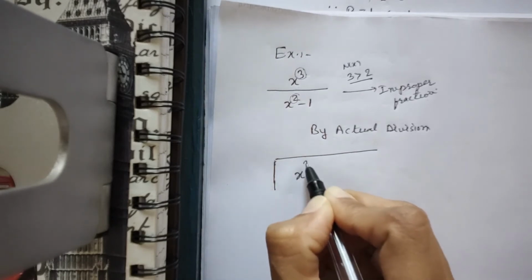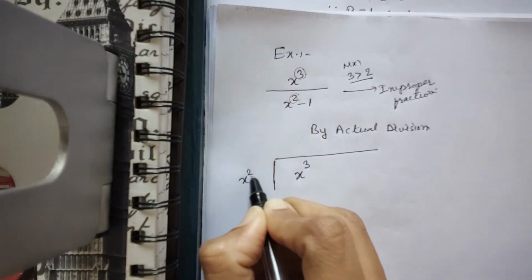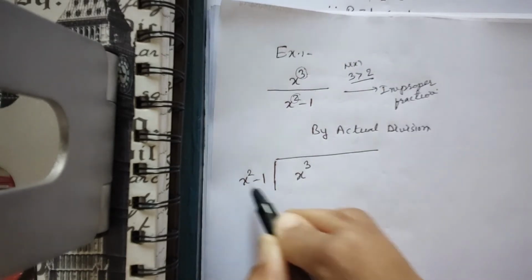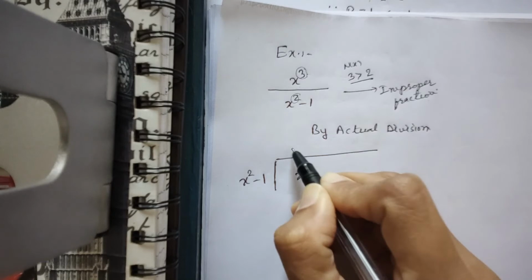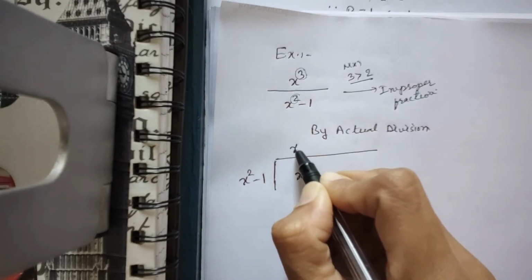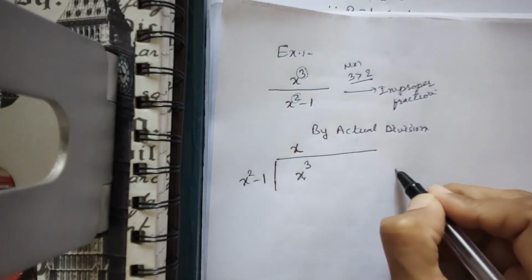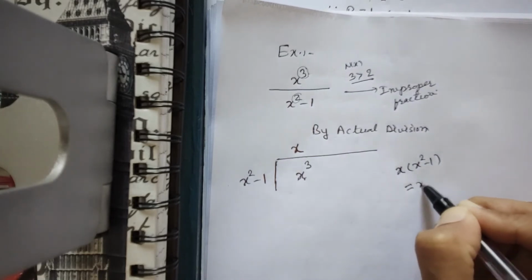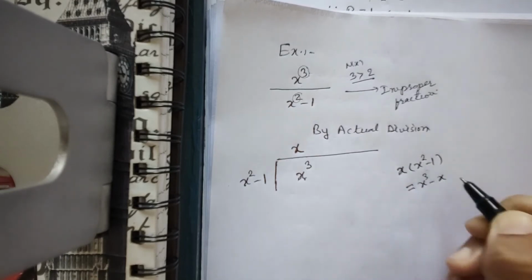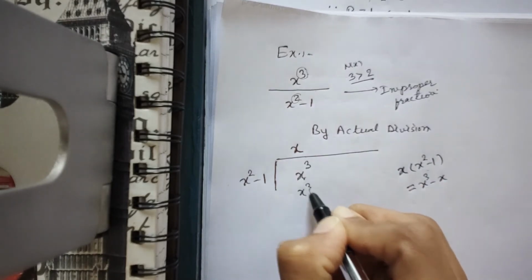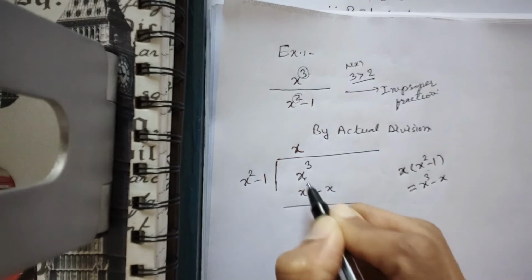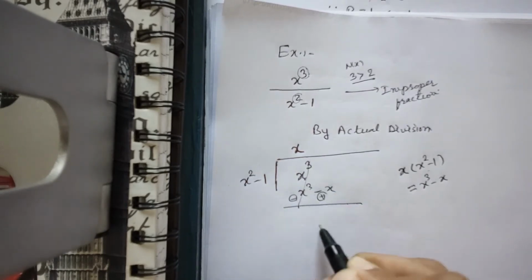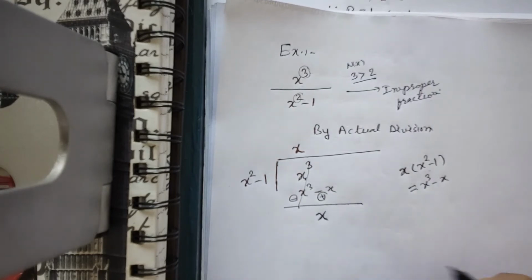So here I have x cube, here I have x square minus 1. Now from this x square I need x cube. Simply I just multiply with x. Okay, now multiply x into x square minus 1. What will I get? X cube minus x. So x cube minus x will be here. We are subtracting, so sign will change. This gets cancelled and x is remaining.